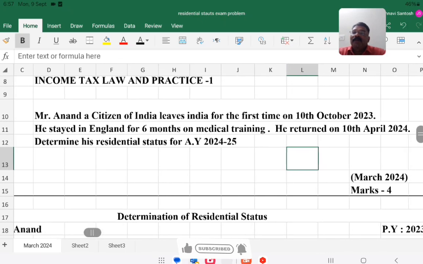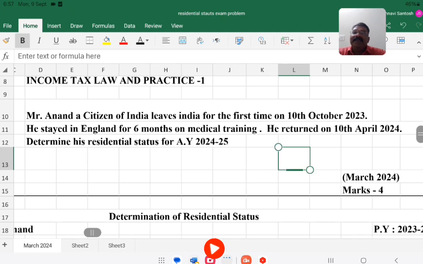What it says here: Mr. Anand, a citizen of India, leaves India for the first time on 10th October 2023. He stayed in England for 6 months on medical training. So from 10th October he has stayed in England for the purpose of medical training. We need to count from October, November, December, January, February, March, April, so it comes to 10th April 2024. Next they say he returned on 10th April 2024, exactly 6 months from October.